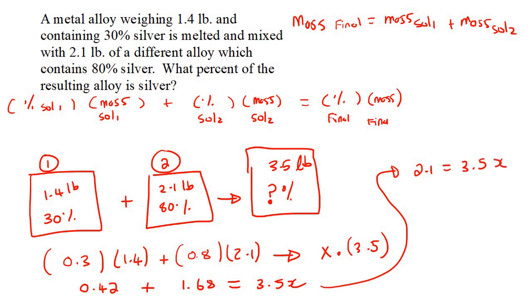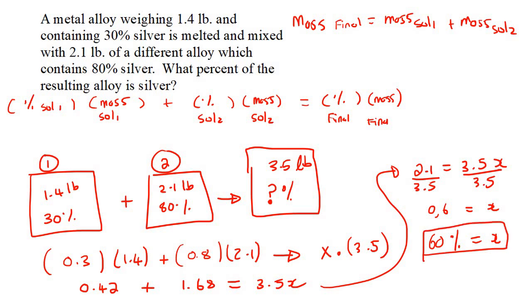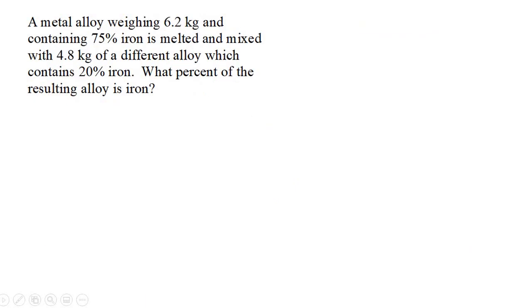Now we're trying to get x by itself, so we will divide this side by 3.5, and that means you also divide this side by 3.5. And so if you had to work out x, you get 0.6, but remember we want to convert that decimal back into a percentage, so we say x equals 0.6 multiplied by 100, and so that would be 60. Okay, that looks like I'm saying 66, it's 60% as our final answer. So what percent of the resulting alloy is silver? 60%. Okay, so you can try this one yourself.